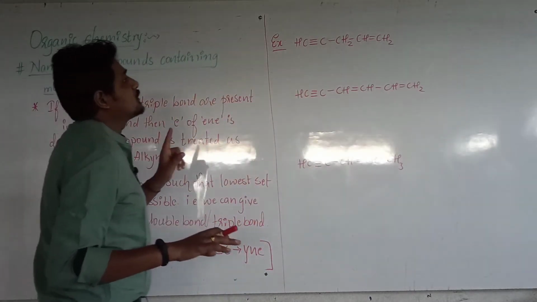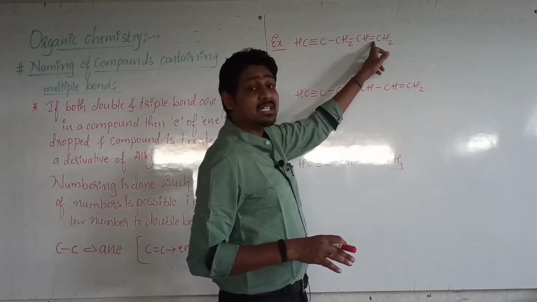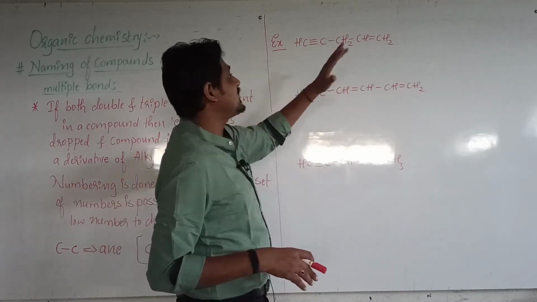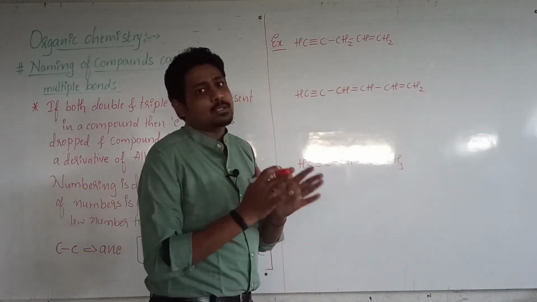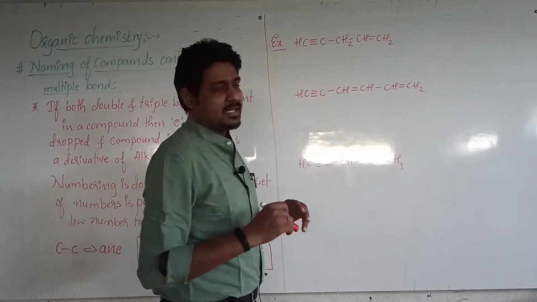Okay, first condition is that the E of the ene, the last terminal E, is dropped and numbering is done in such a way that the lowest set of numbers should come. Okay, now let us solve the examples, then only we can understand simply.